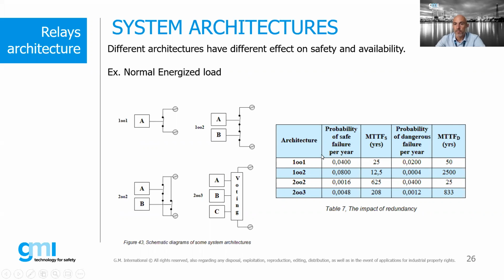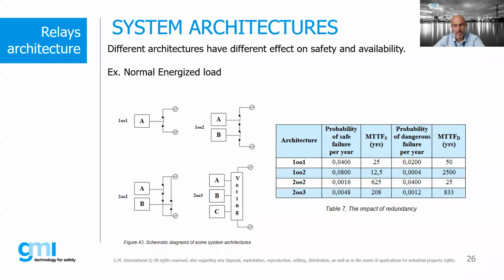So we're talking about dangerous failure and safe failure. Safe failure means availability, and dangerous failure means safety. Okay. So in architecture 1 out of 1, I can reach a mean time to failure, MTTF, I'm pretty sure that you know this acronym, of about 25 years. So my system is safe for 25 years. Safe failure possibility, while dangerous failure is 50 years.